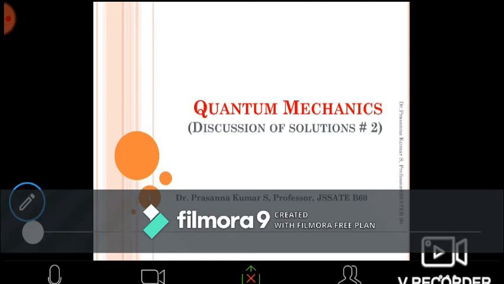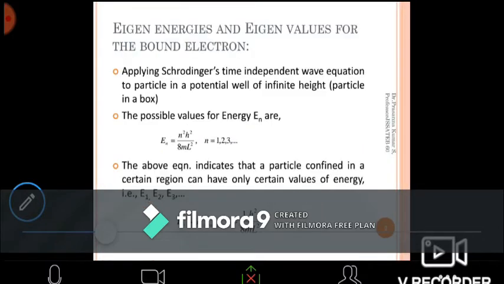So the energy expression was E equal to n square h square by 8 m L square. This is the expression for energy, obtained by applying Schrodinger's time independent wave equation to a particle in a potential well of infinite height. So now we have the expression for energy as En is equal to n square h square by 8 m L square, where n is an integer, that is 1, 2, 3, 4.